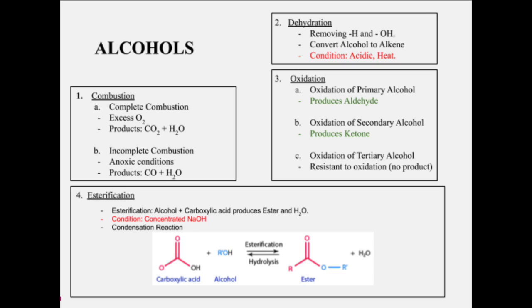The third type of reaction is oxidation. The products of oxidation of an alcohol depend on what type of alcohol it is. Oxidation of a primary alcohol produces an aldehyde. Oxidation of a secondary alcohol produces a ketone. Oxidation of a tertiary alcohol will lead to no product, as a tertiary alcohol is resistant to oxidation.